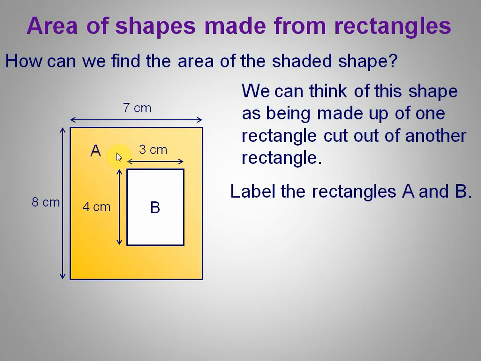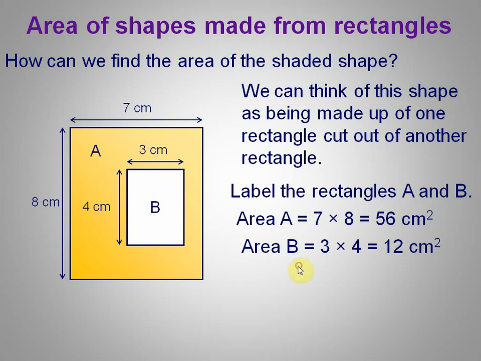Now we are going to label this: the whole figure is A, the unshaded figure is B. Now we are going to calculate the area of A. Area of A is 7 centimeter into 8 centimeter, which becomes 56 centimeter square. So when you calculate the whole area, now you have to calculate the unshaded area. The unshaded area is 3 centimeter, 4 centimeter, which becomes 12 centimeter square.